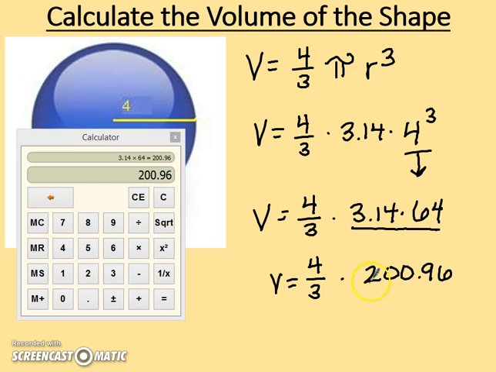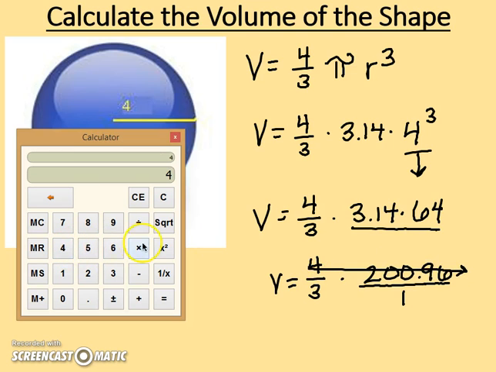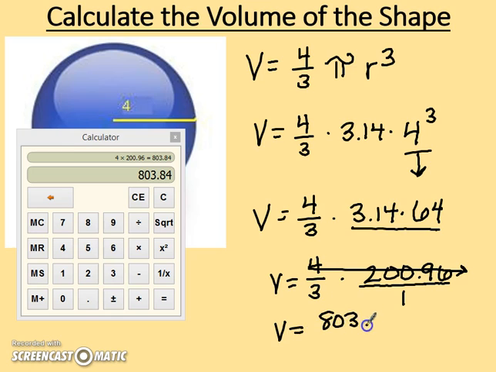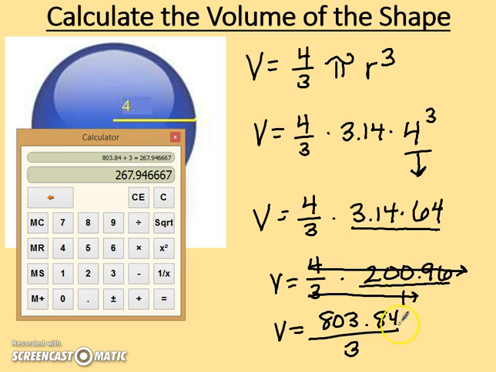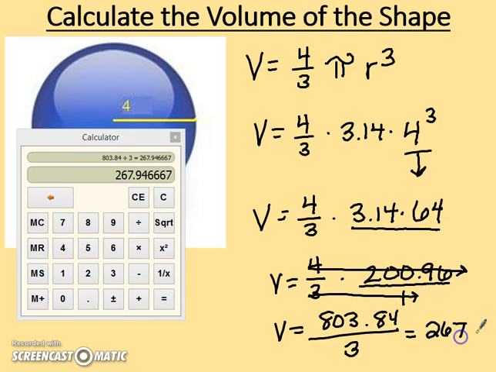Now my calculator doesn't have the ABC button like yours does in the classroom. So if you don't, this is what you do. You make this over 1 and multiply straight across. 4 times 200.96, and you get 803.84 divided by 3 times 1, which is 3, and then you just divide it. So we get 267.9, and this doesn't say whether it's inches, feet, yards. So we're just going to put units, but whatever those units are, they'll have to be cubes. So we'll put the 3 behind it.